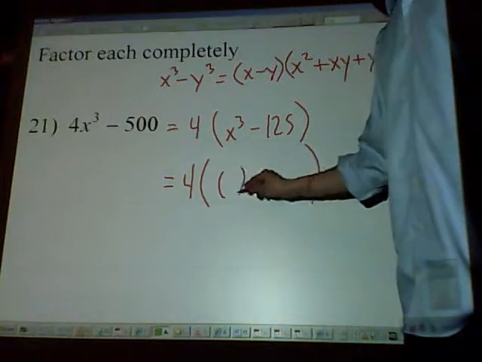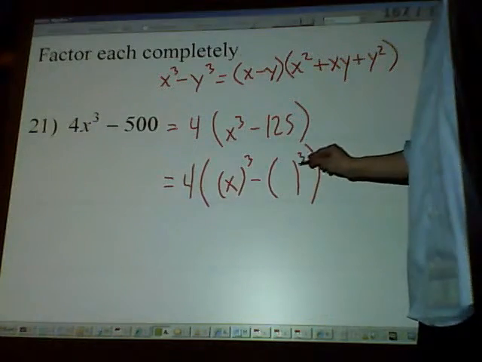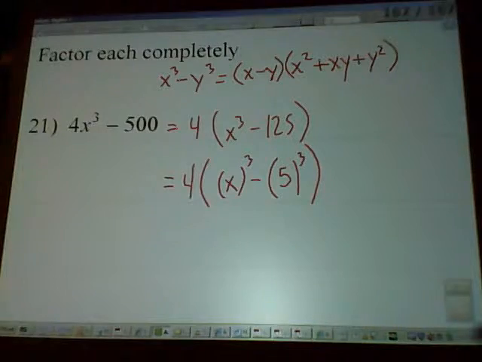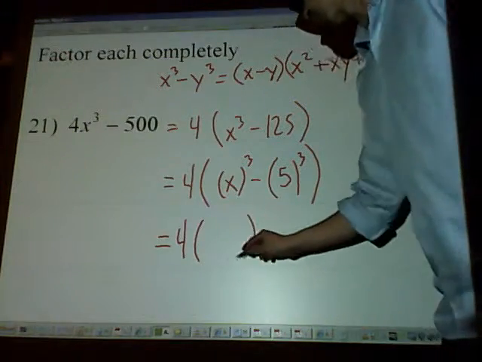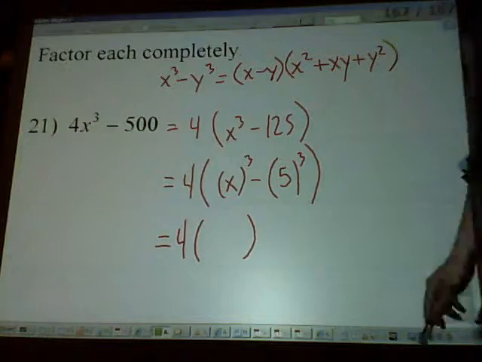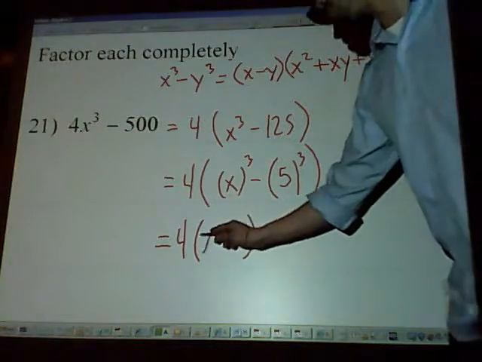So we check, well, what is it? What number am I cubing? Well, here I'm cubing x. And here, what am I cubing? I must be cubing 5, all right, because that's 125. So now we just use our formula, okay? Copy the 4 out here, and then use the formula. So we get x minus y. So the first thing you cubed minus the second thing you cubed.